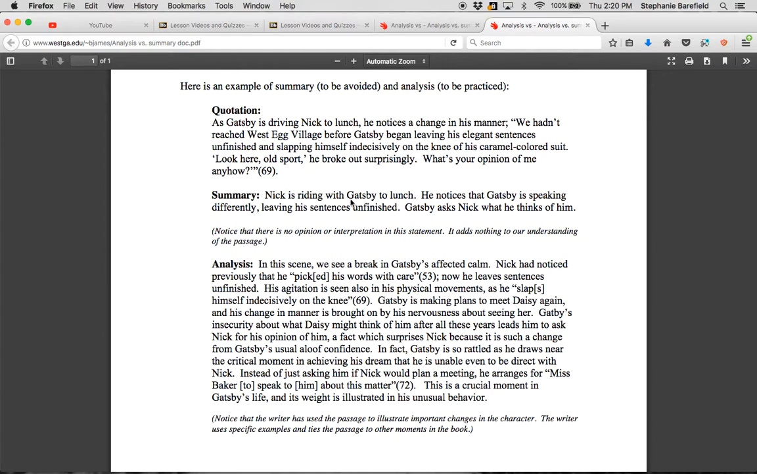Summary. Nick is riding with Gatsby to lunch. He notices that Gatsby is speaking differently, leaving his sentences unfinished. Gatsby asks Nick what he thinks of him. There is no opinion or interpretation in the above statement. It adds nothing to our understanding of the passage. It just shows that you understood the passage. It just paraphrases what is happening in the passage, but it is not analysis.